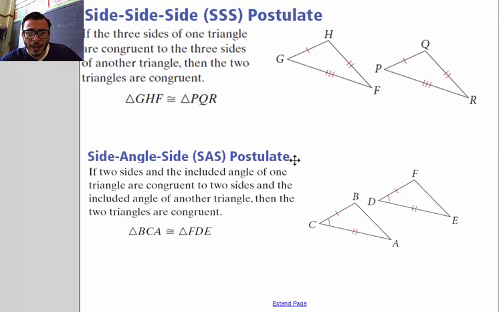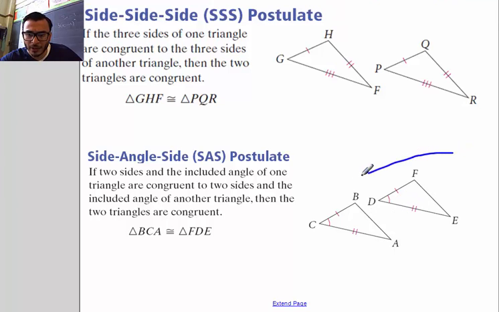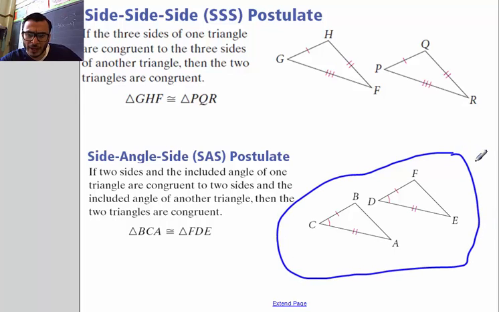The side angle side postulate says if 2 sides and the included angle of one triangle are congruent to 2 sides and the included angle of another triangle, then the 2 triangles are congruent. So just take a look at the diagram. This is what a proof by side angle side postulate would look like if you labeled.